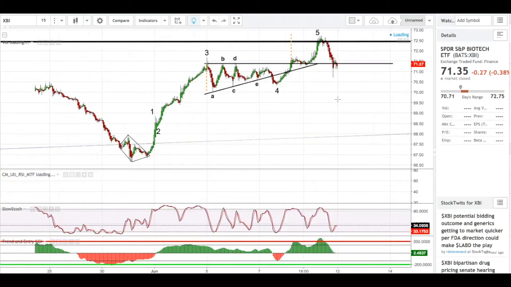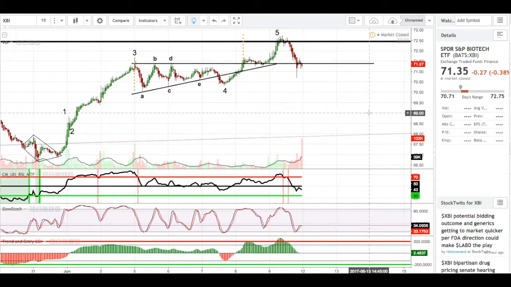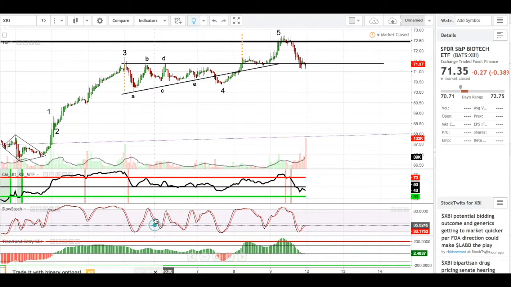So on the 15-minute chart, I saw a nice little Elliott wave as well as an ascending triangle, and I did a measured move in my last video of this ascending triangle, and price didn't get all the way up to the top of it. I think it missed by about 20 cents or so, but it gave me a pretty good range to work within here.